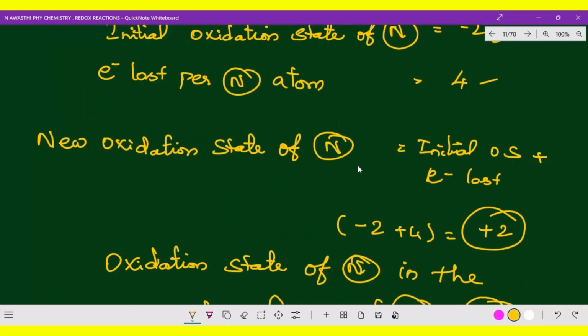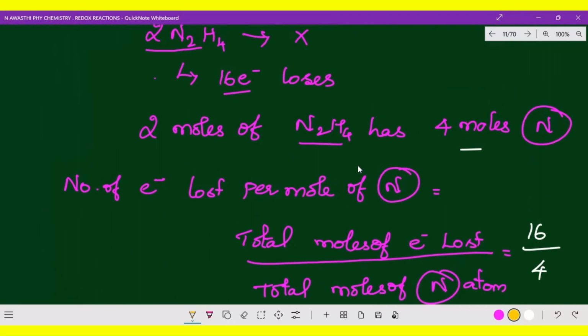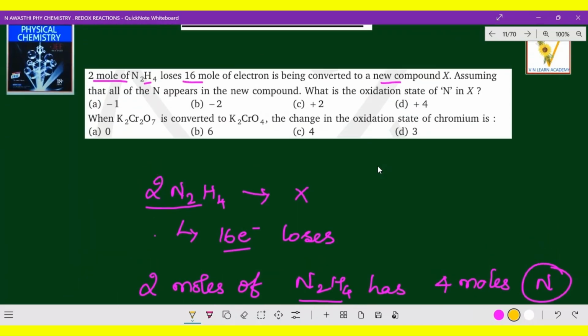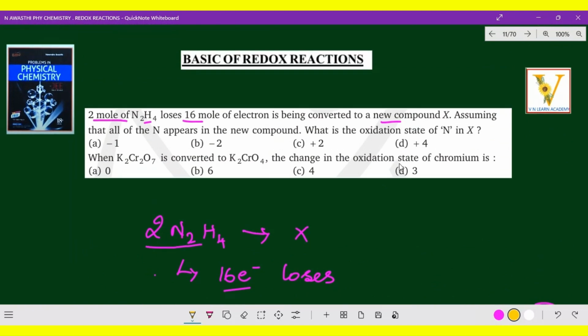2 moles of N2H4 has 4 moles of nitrogen atoms. Therefore, for the new compound, we have to identify per mole of nitrogen. It is the same idea: if 10 apples cost this much, then 1 apple costs so much. Most of the questions in physical chemistry especially will be like that, and we have to think in a logical way to solve this kind of sums.